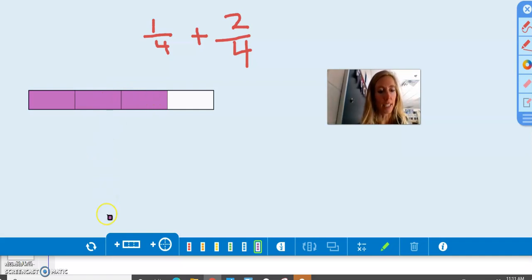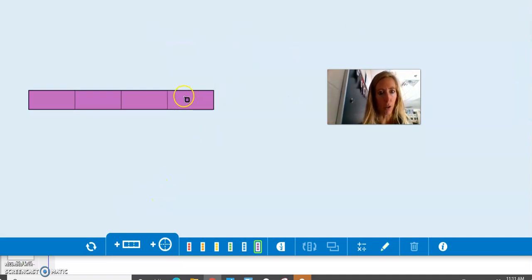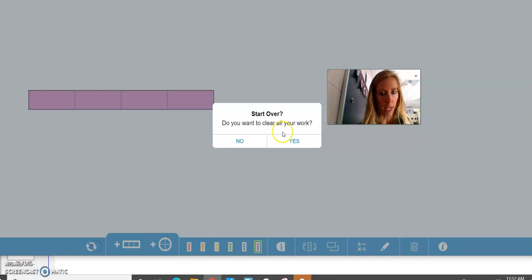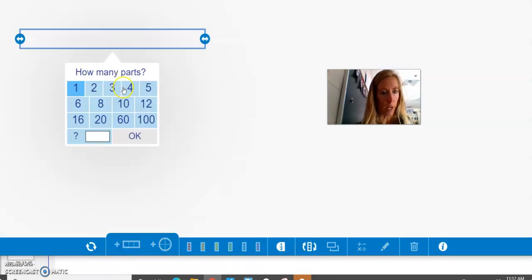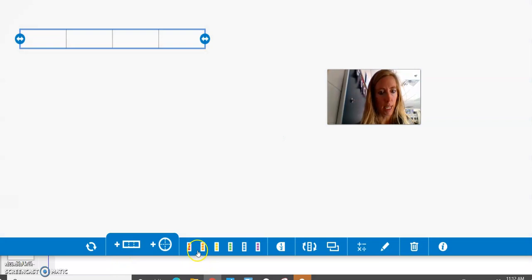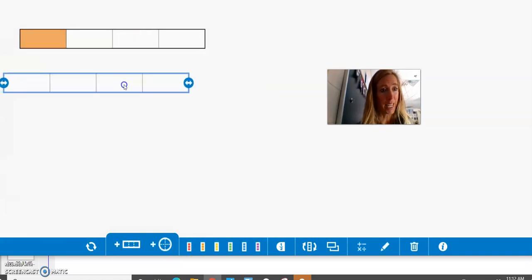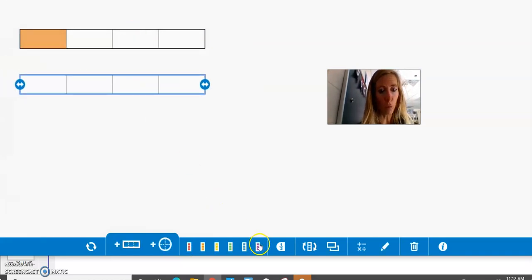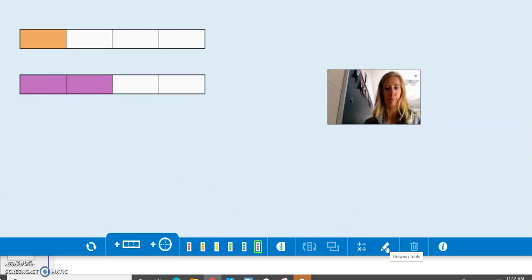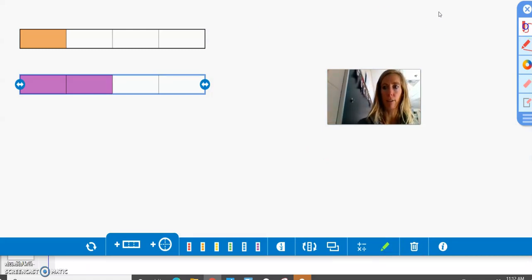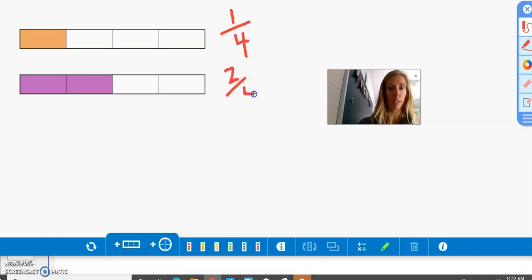Or if you don't like it as just one picture here, maybe you're like, no, I am not liking this looking that way. Let's say I do it this way and I go 4 parts. Here's 1/4. Now I need to make another one, 4 parts, but I need 2 more of those, 2 more 4ths. Boom, boom. How many would this be all together? So here I have 1/4 and 2/4. How many would that be all together?